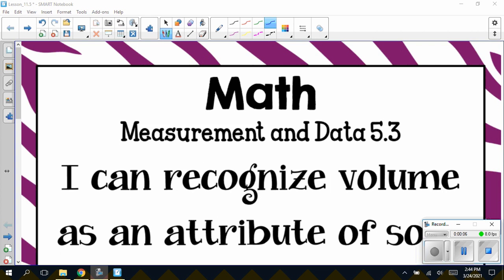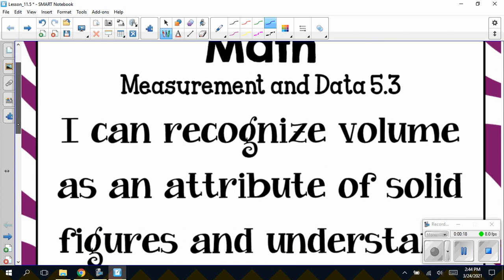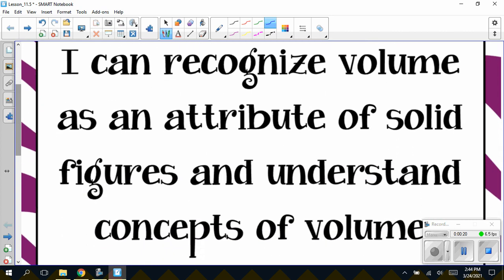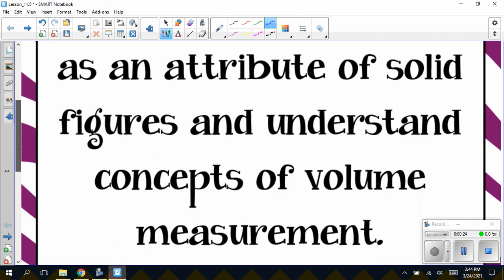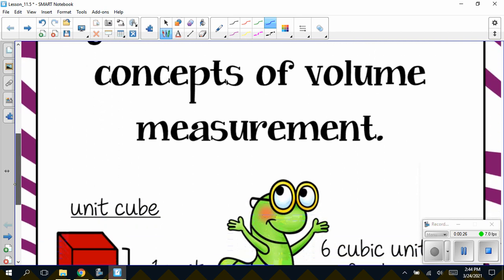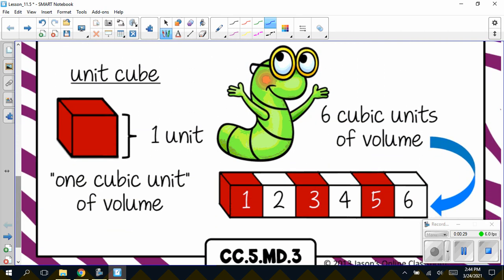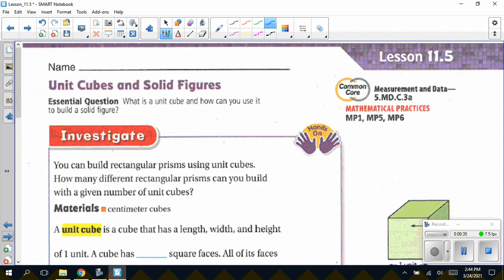This lesson can be found on textbook page 663. The title of this lesson is Unit Cubes and Solid Figures. The standard we are using today is in Measurement and Data 5.3. This standard states, I can recognize volume as an attribute of solid figures and understand concepts of volume measurement. So we are going to be talking about our unit cubes today and how we first start to understand volume.